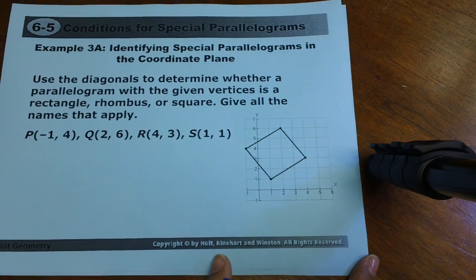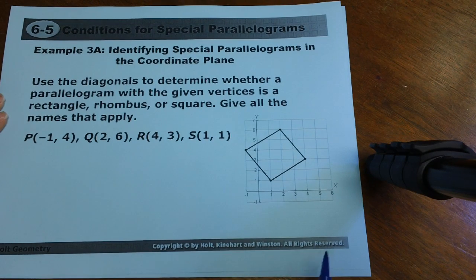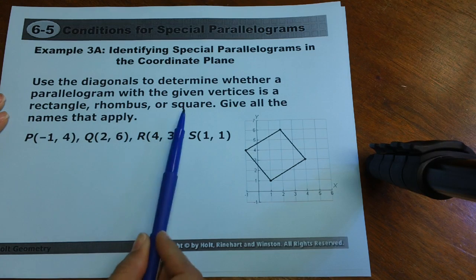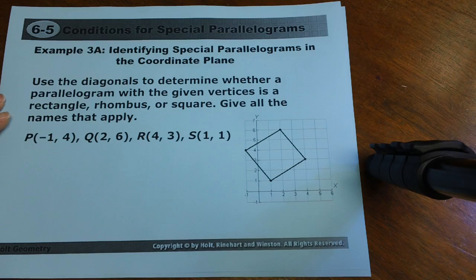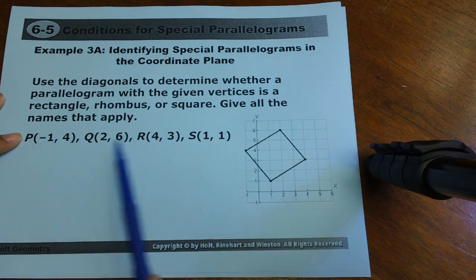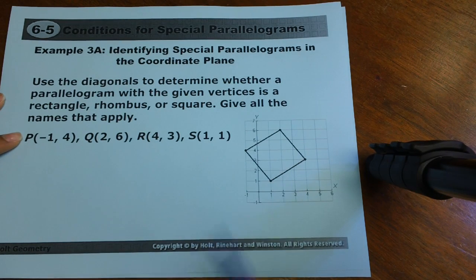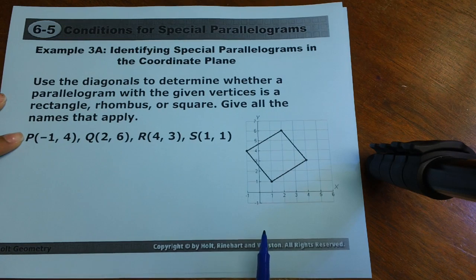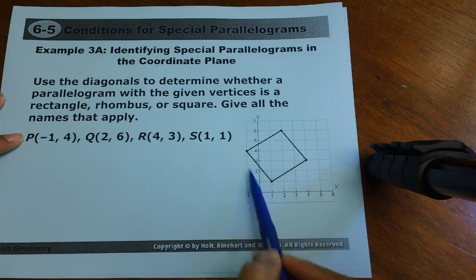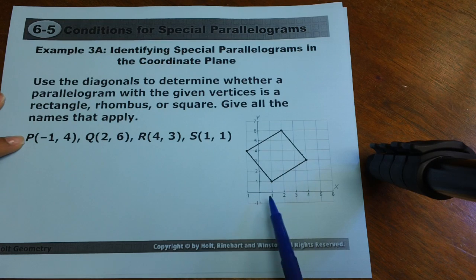Alright, example 3a. We need to tell whether or not this is a rectangle, rhombus, or square. We have to check all of them. So they gave us these 4 points, and they're graphed here. That's always going to be your first step whenever you have ordered pairs, is to graph them. So I'm going to go ahead and label this. It's already been graphed for me.